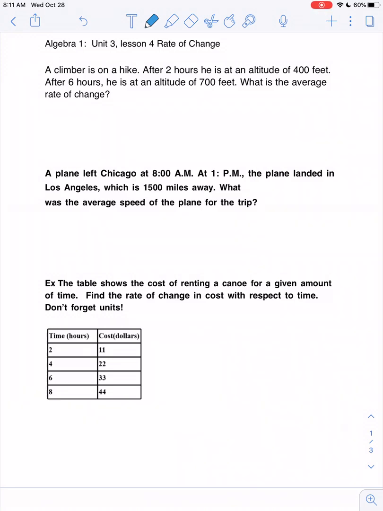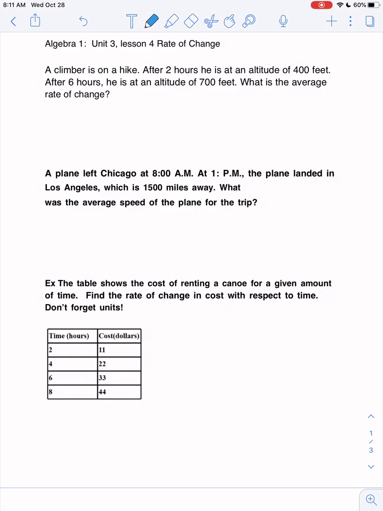This is Algebra 1, Unit 3, Lesson 4, Continued, Rate of Change. Lesson 4 was on finding the slope of a line given 2 points on the line. This is similar to that, except it's going to be in word form.